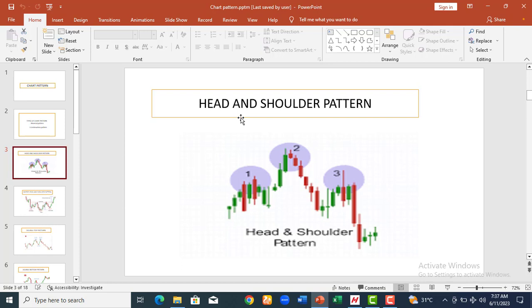Now, what does this mean? You see a market buying, buying, buying. For you to have a head and shoulder pattern established, it means that the market must have been in an uptrend for some time. You see a market buying, making normal highs, higher lows, higher highs, higher lows, higher highs.